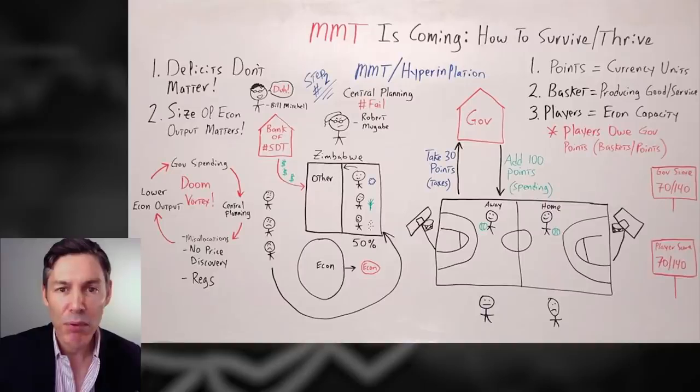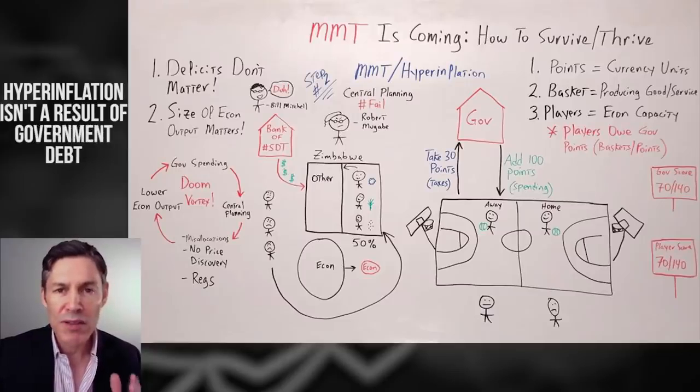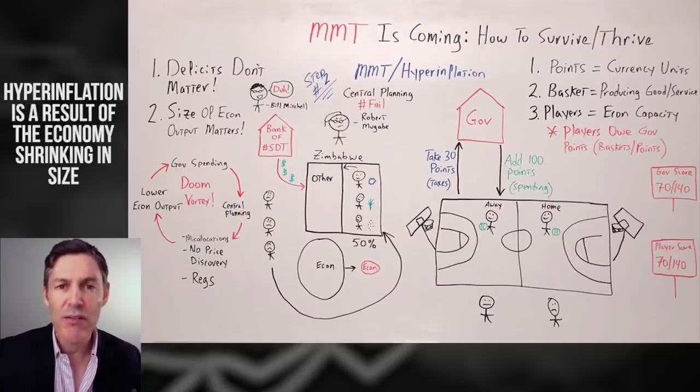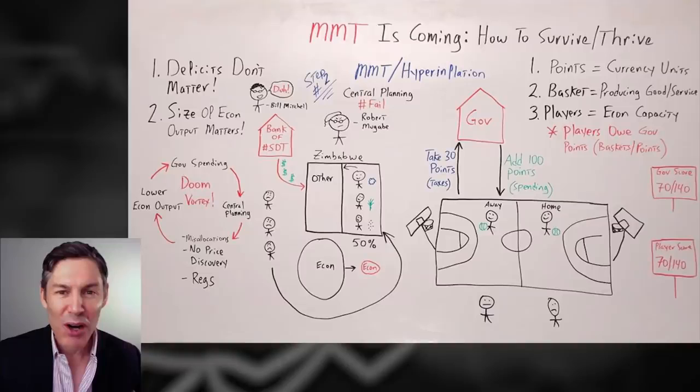So MMT pros like Bill Mitchell come in and say, wait a minute, what are you Austrians talking about? This hyperinflation isn't a result of money printing. It's not a result of deficits or government debt. It's just a result of the economy shrinking in size. Hello, how can you not see this? And if you MMT people in the comments right now think that I'm putting words in his mouth, Editor, let's cut right to a clip of Bill Mitchell.